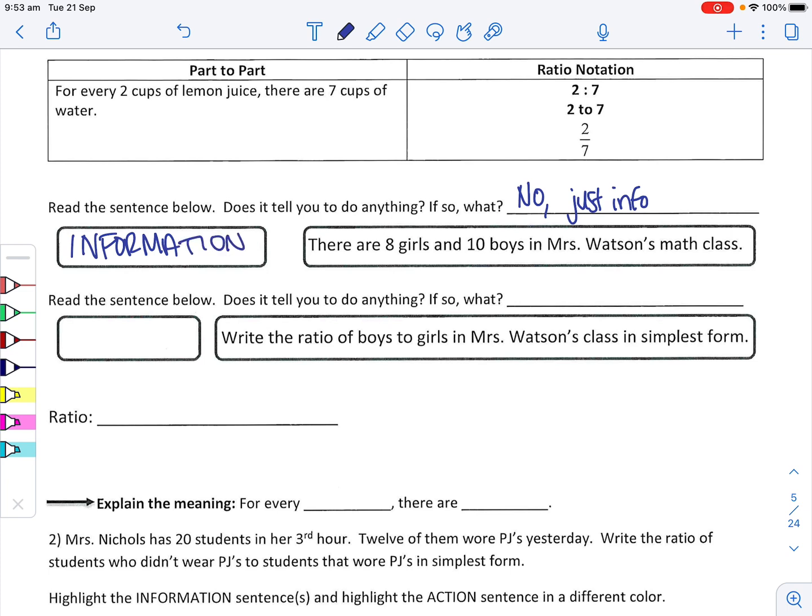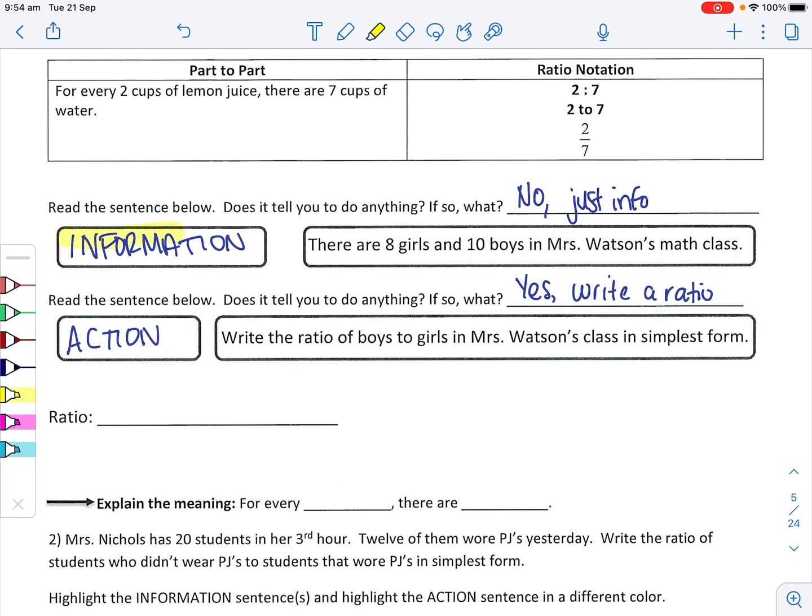There are 8 girls and 10 boys in Mrs. Watson's math class. Now I'm going to read the next sentence. It says write the ratio of boys to girls in Mrs. Watson's math class in simplest form. Writing a ratio is an action. It's what we're supposed to do with the information. So we're going to say yes, it asks us to do something and it asks us to write a ratio. And this is going to be called the action sentence.